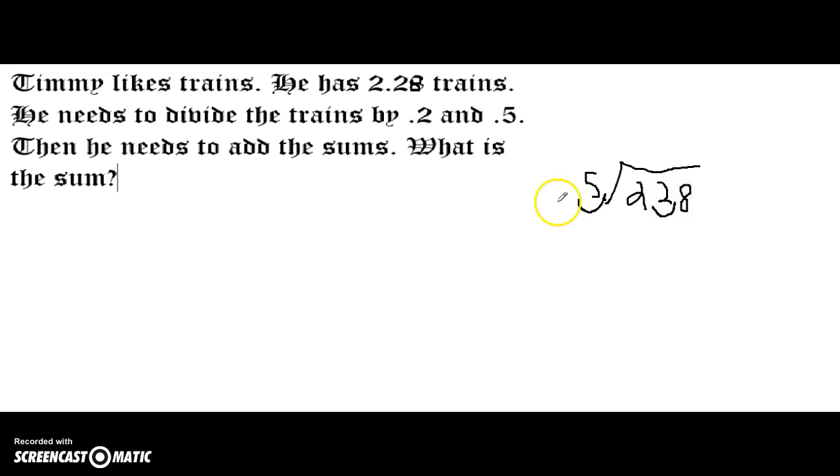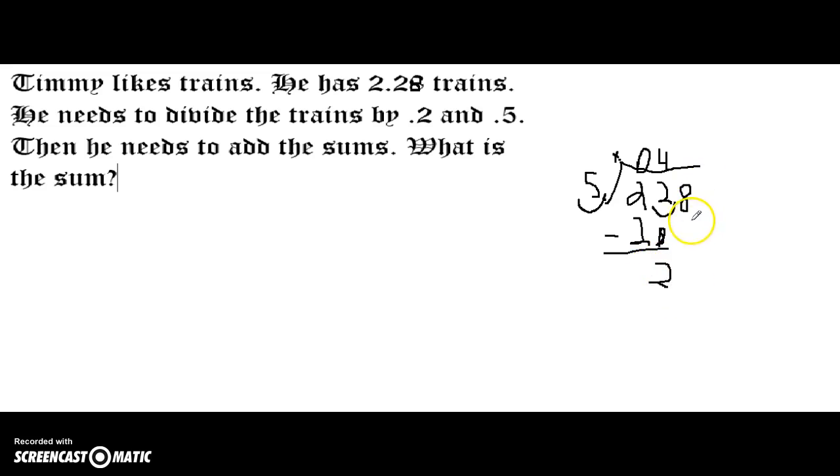Okay, now you finally start dividing. So 5 goes into 2. 5 goes into 2 0 times. So you put a 0 up there. And then you do 5 goes into 22. 5 goes into 22 4 times. You can draw a multiplication sign there if you want. 4 times. 5 times 4 is 20. 20. 22 minus 20 is 2.